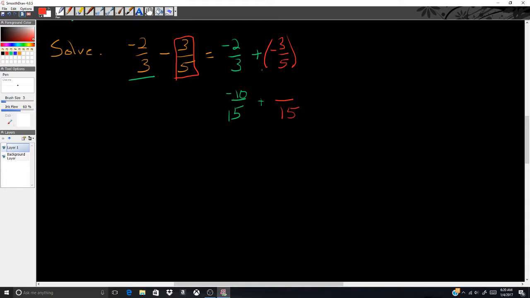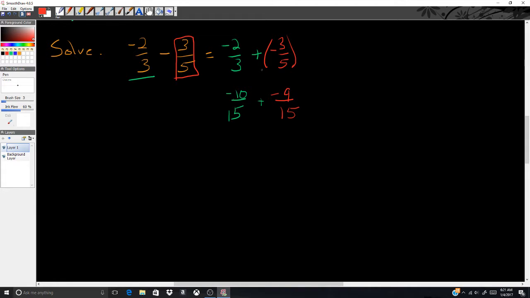And on this one, we multiplied 5 by 3 to get 15. And so we have to multiply the negative 3 by 3 also. So that gives us a negative 9. Okay, so now we have the same denominator. We can go ahead and add or subtract. Now I'm going to leave this in red because I'm going to show you a trick.